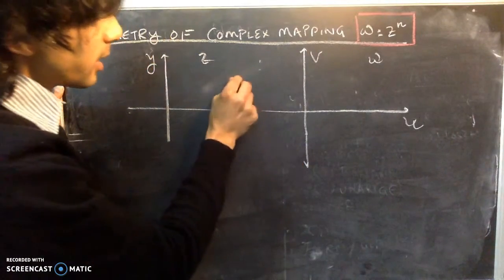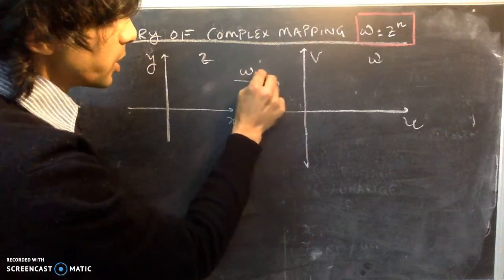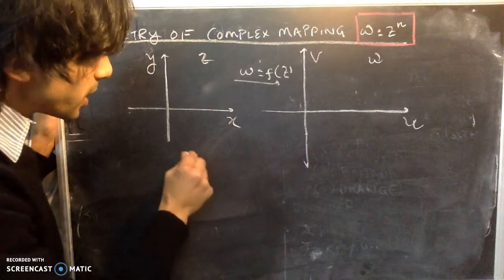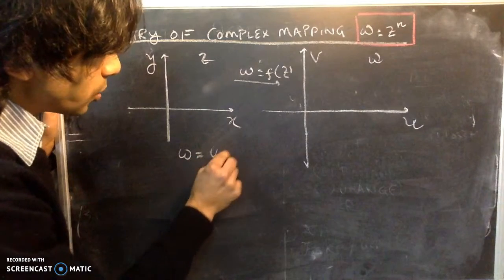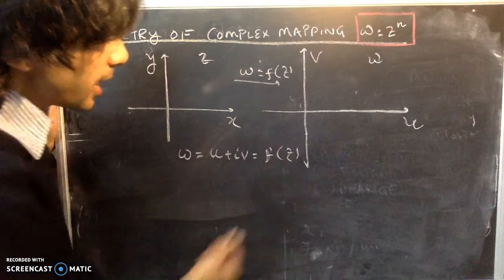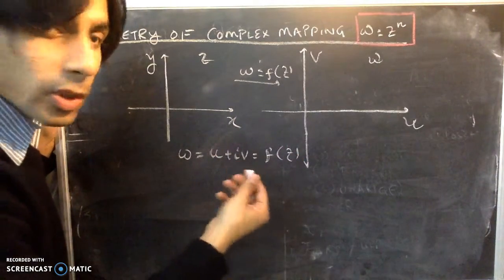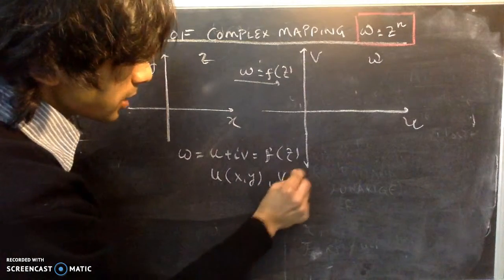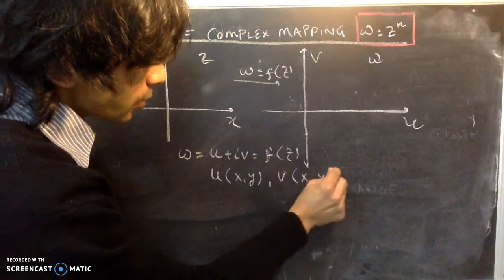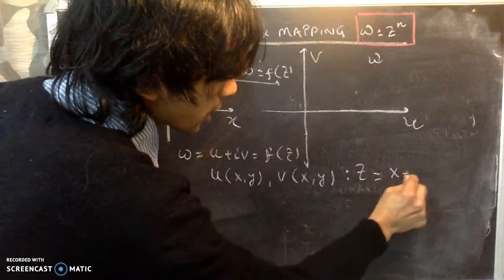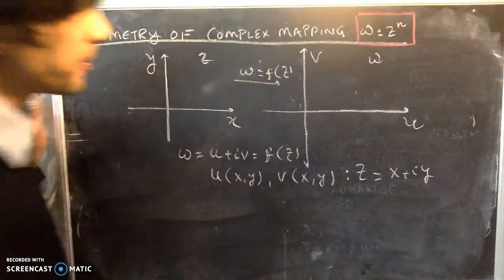So the idea is that this is a mapping w, which could be some function of z. And so typically we write w in the form u plus iv, which is a function of z. Here u is some real function of the variables x and y, and v is some real function of the variables x and y, where z is a complex number of the form x plus iy.